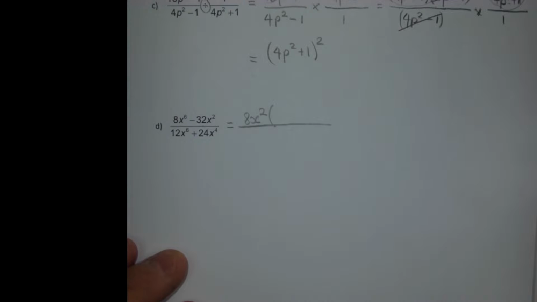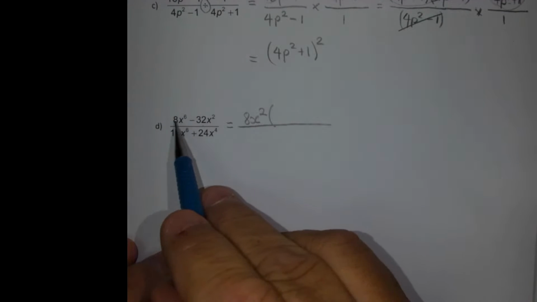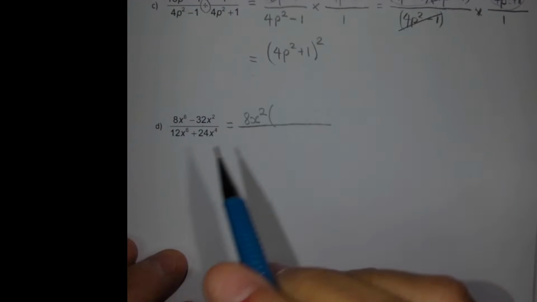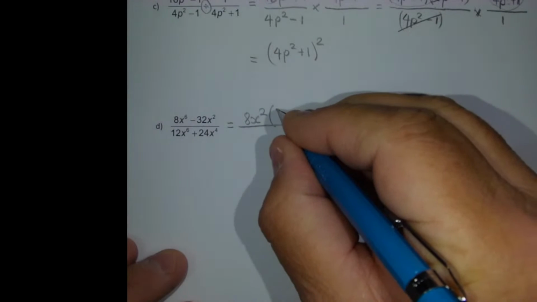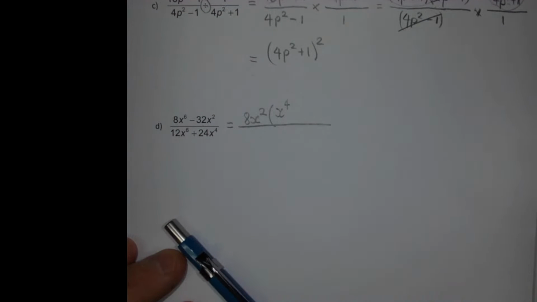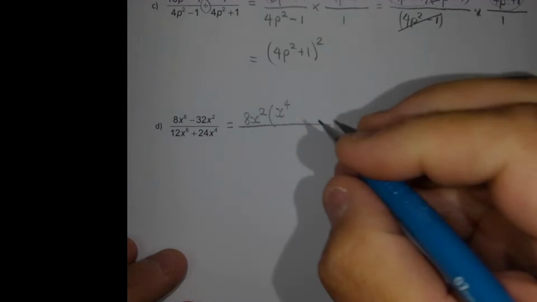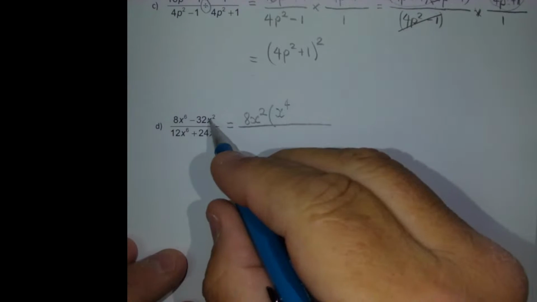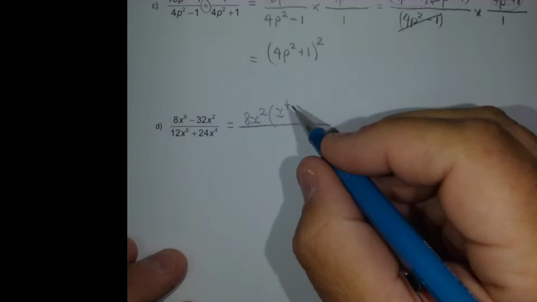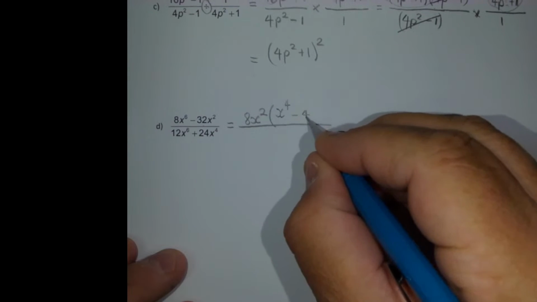and then inside my brackets I'm going to have 8x to the power of 6 divided by 8x squared. That's going to give me x to the power of 4. Okay, and in this case now 32x squared divided by 8x squared, that is equal to minus 4.